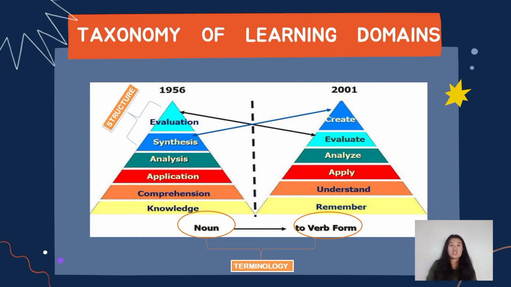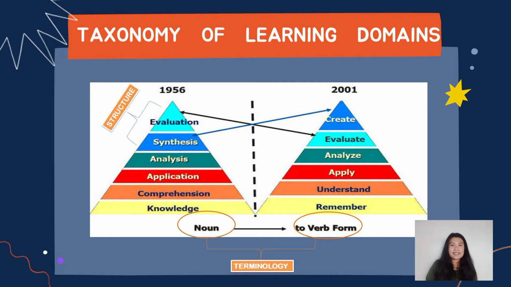Another change is in structure. As we can see, the top two levels are essentially swapped from the old to the new version. The revised taxonomy moves the evaluation stage down a level and the highest element becomes creating. This change was made because the taxonomy is viewed as a hierarchy reflecting increasing complexity of thinking. And creative thinking, which is the creating level, is considered a more complex form of thinking than critical thinking, or the evaluation level.